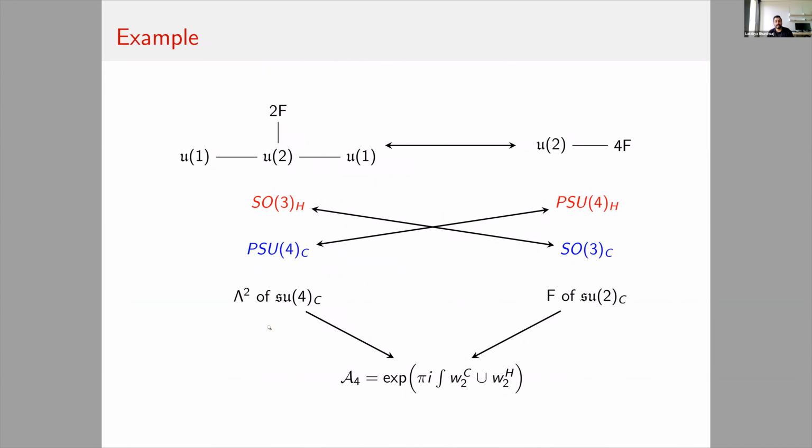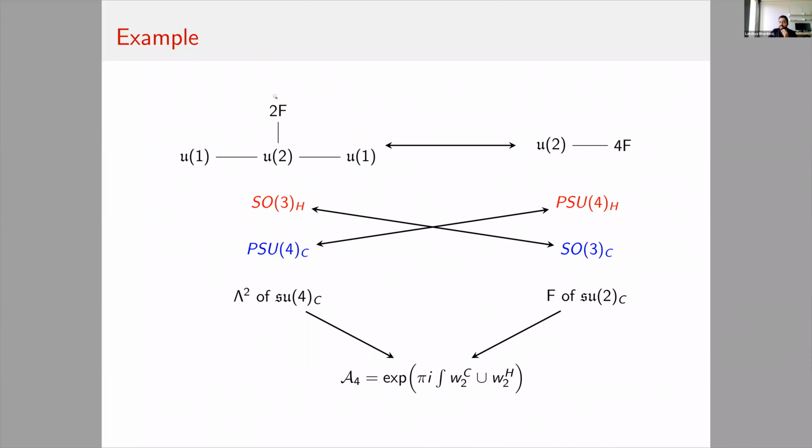Okay, so let me again go back to our example that we have been discussing through this talk. So we saw that there were SO3 and PSU4 symmetries, and they were nicely matching each other on both sides. Now we want to compute 't Hooft anomalies for these symmetries and see whether they match or not.